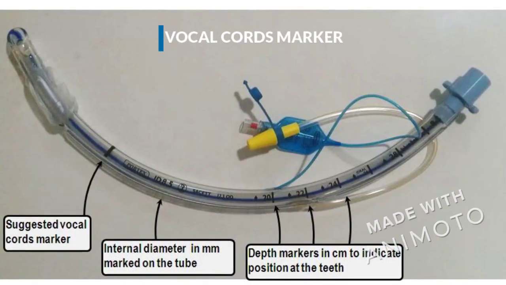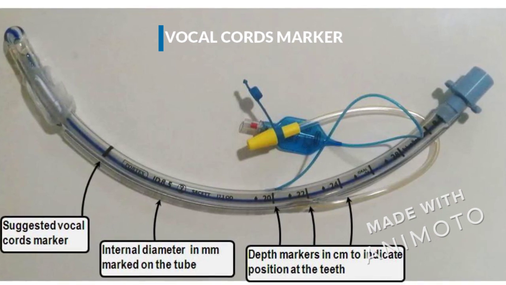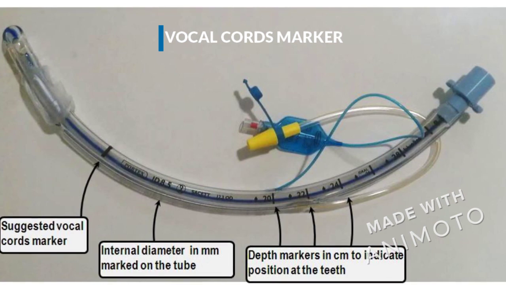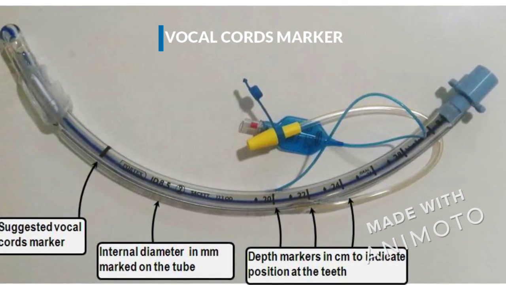There are vocal cord markers also. These markers are placed at a point on the ET tube which conforms to some sort of standard idea of the depth from the vocal cord to the trachea.